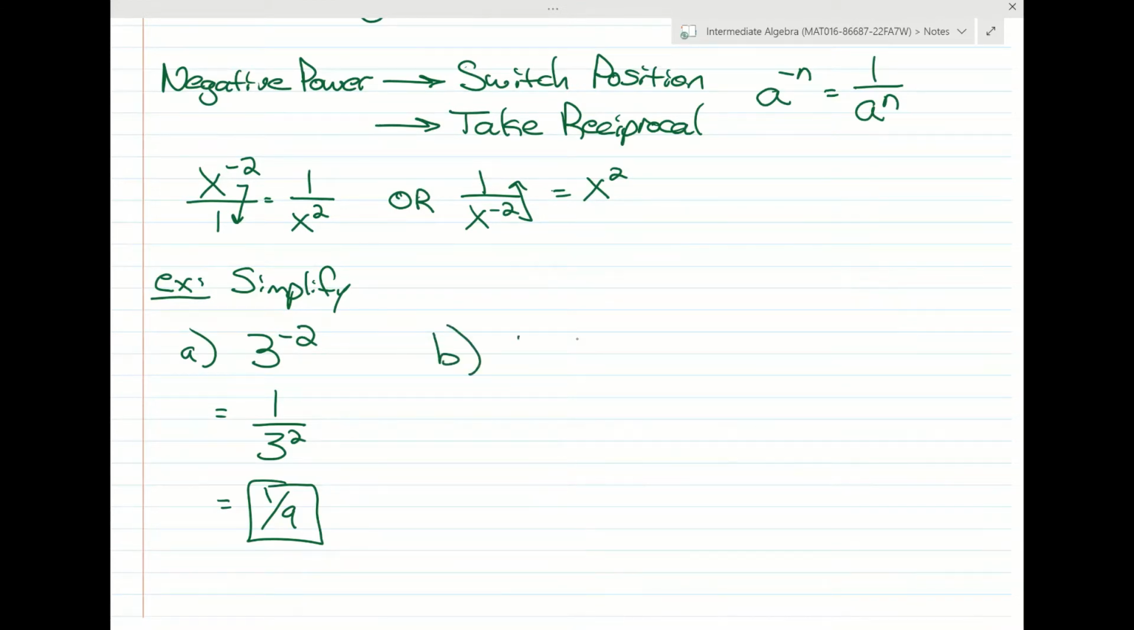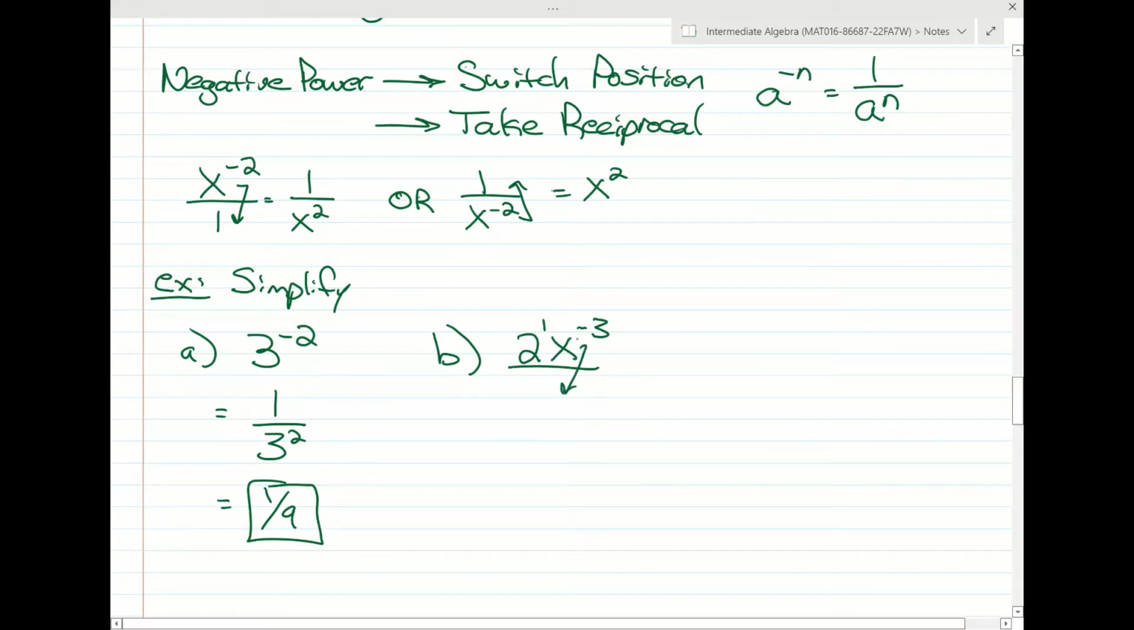What if we had 2x to the negative third? Now, is the negative third on the whole thing, or is it just on the x? The x, right? So leave the 2 alone. The 2 is really 2 to the first. But because the x has a negative power, we put that on the bottom. So 2 over x to the third, that would be the answer.